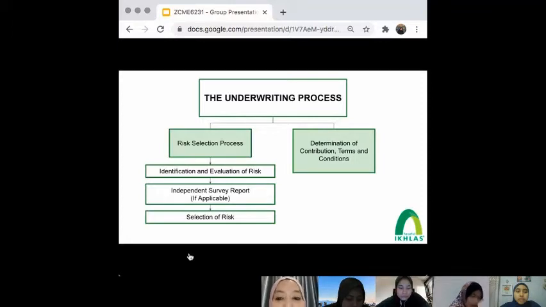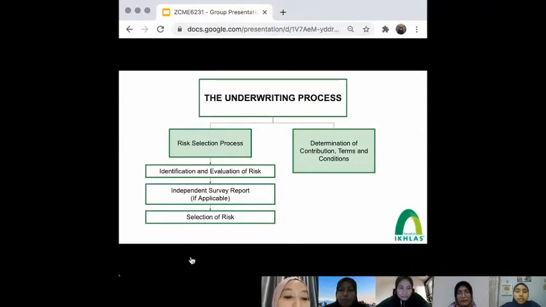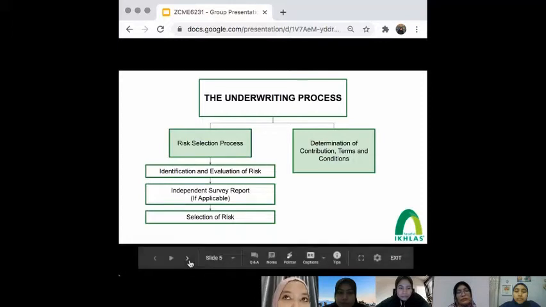The next one is the independent survey report, if applicable. This will constitute additional information over and above the ones provided in the proposal form and application. The information prepared by the independent expert is for the benefit of both the operator and the participant itself.